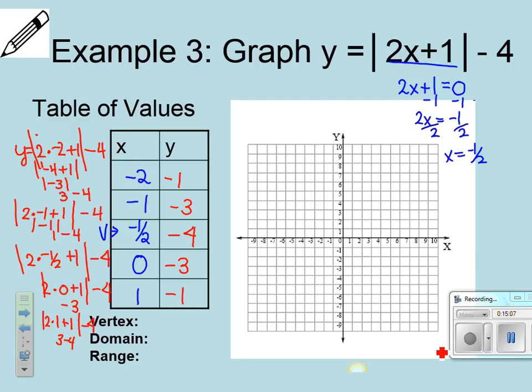Okay, so now we're going to graph these. The vertex, we can write that down right away, is negative 1/2, negative 4. That's our vertex. Hopefully we can see all sides of our V-shaped graph that we are looking for. So negative 1/2, negative 4. Then negative 2, negative 1; negative 1, negative 3; 0, negative 3; and 1, negative 1. And so there is our absolute value graph, where you can see the vertex helped us get both sides of that V.